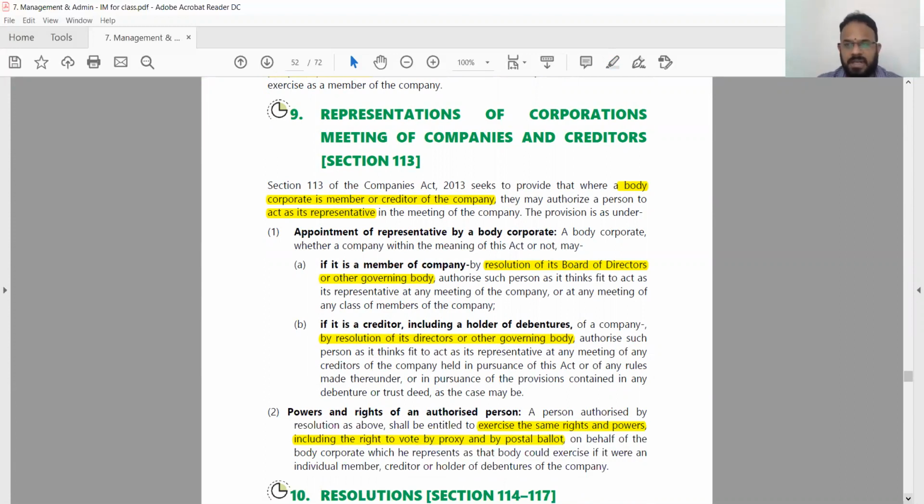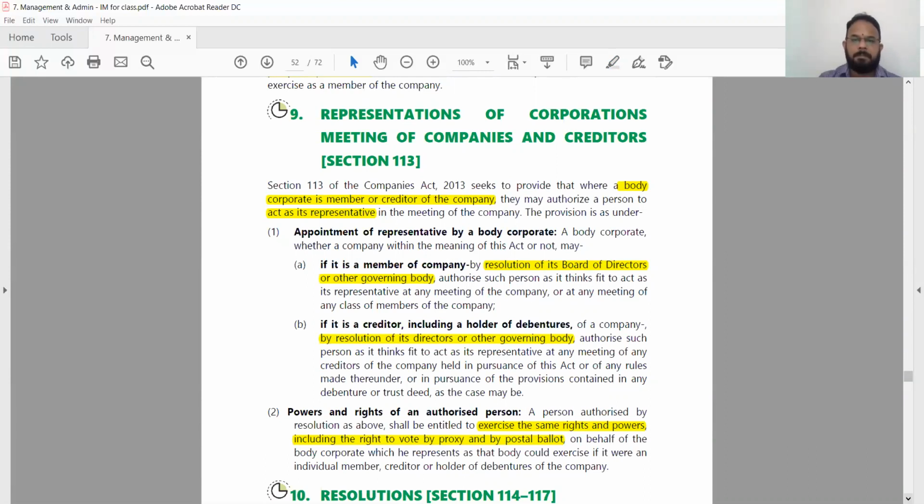Can you do that? If the body corporate, can it be a member of the company? Yes. So a body corporate can be a member of the company, but only individuals can be directors of the company. So this will always be a confusing point when you cover your final portion. A member of the company, even a body corporate can be there, but for a director only individuals have to be there.